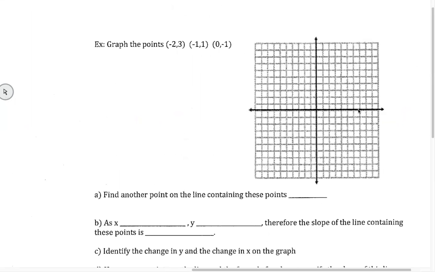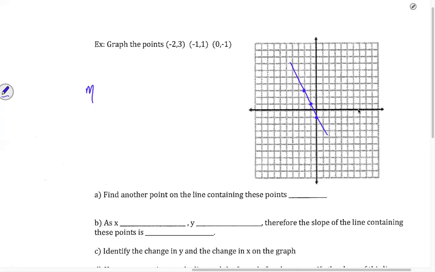So let's go over here and let's talk about this. We have graph the points (-2, 3), (-1, 1), and (0, -1). So in this case, (-2, 3) is right there. (-1, 1), well, that's right there. And (0, -1) is right there. Now, looking at this, I am noticing that my line is going down. It's going down.